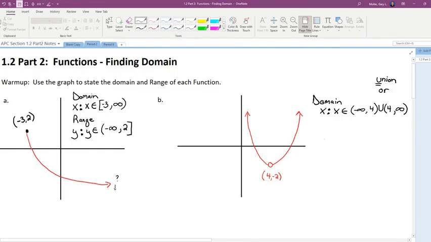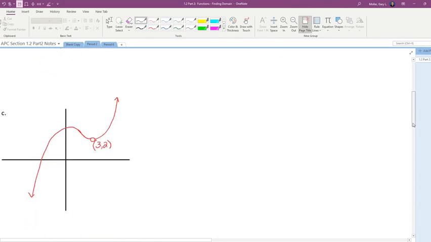All right, and then the range are all of the y values such that, what's the lowest y value we see? It looks to be -2, but yet we don't include -2. So -2 is my lowest, and it looks like everything above that, and it's never going to stop. And so we get this. All right, moving on. One more.